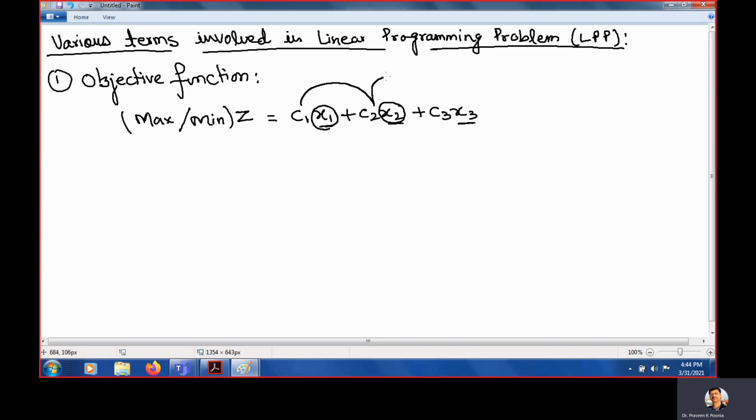And what are C1, C2, C3? If we are talking about profit, this is the profit. If we are talking about the cost, C1, C2, C3 are the cost. So basically C1, C2, C3 are the profit on decision variables X1, X2 and X3 type of products. Profit or cost. This is the objective function.